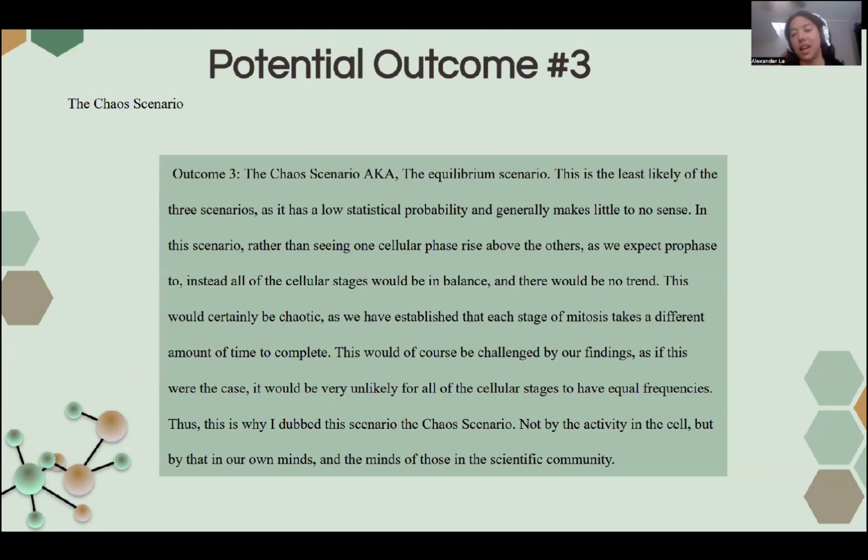This would certainly be chaotic, as we have established that each stage of mitosis takes a different amount of time to complete, and this would, of course, be challenged by our findings, as if this were the case, it would be very unlikely for all of the cellular stages to have an equal amount of time to complete, which is why I dubbed this scenario the chaos scenario, not necessarily by the activity in the cell, but more the activity that would ensue afterwards in our own minds and in the scientific community.